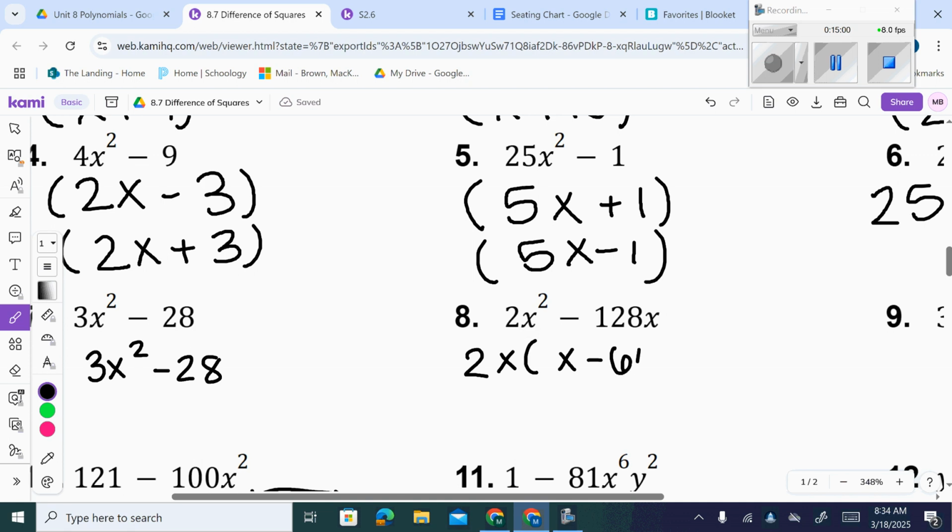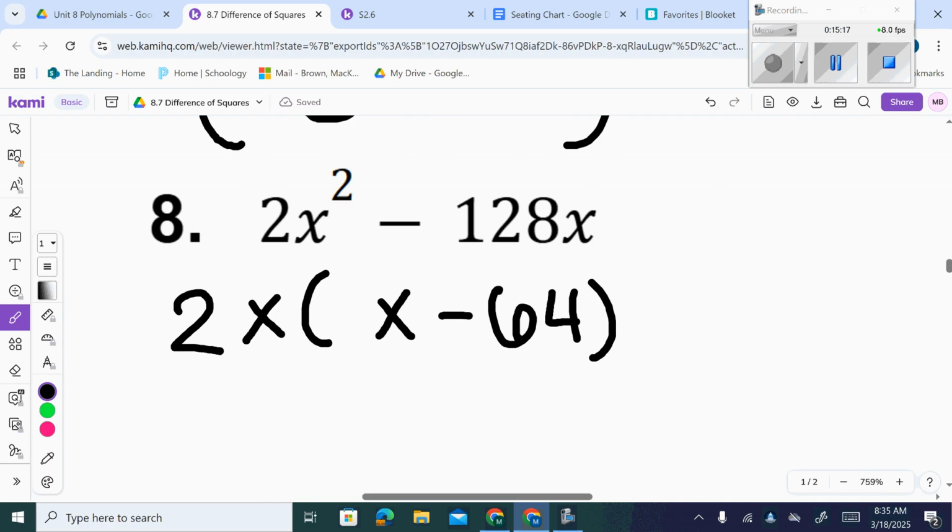Alright, pause. Can I keep going? No, you can't. Why not? Hey y'all, can I do difference of squares with this right here? No. Why not? No, you can't, because the x to the second has no x. Alright, pause.